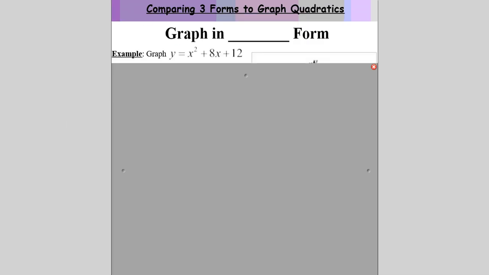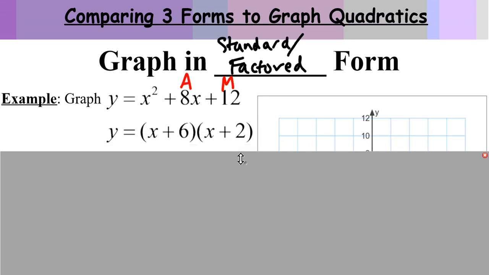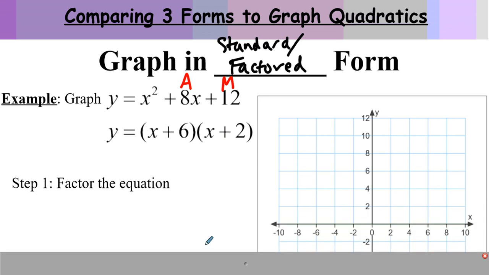This one is actually, I believe, a combination of the two. It starts by graphing in standard, but if you're given something in standard form, you should always see if you can get to factored form, because then you have x-intercepts and you have more pieces of information. And this one you can. I'm going to start by saying, okay, I know it's in standard form. Let's see if we can get to factored form to figure out the x-intercepts. What numbers multiply to be 12 and add up to be 8? It's 6 and 2.